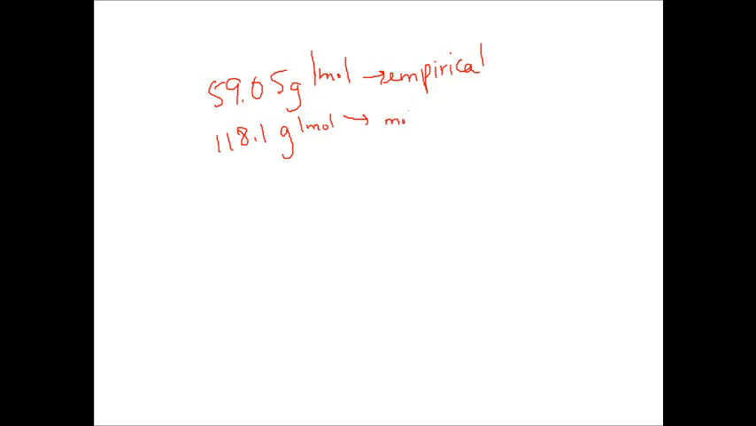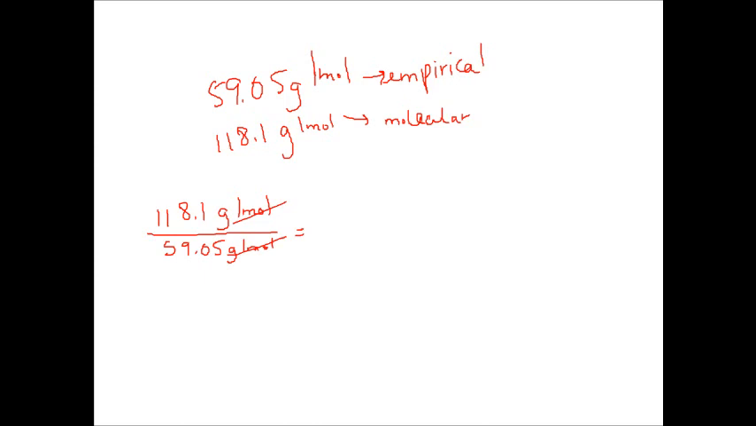Okay, so we had 59.05 grams per mole as our empirical molar mass, and I will add this in, 118.1 grams per mole is our molecular molar mass. All right, so what we're going to do here is take 118.1 grams per mole and divide it by our 59.05 grams per mole, and we're going to round to a whole number.